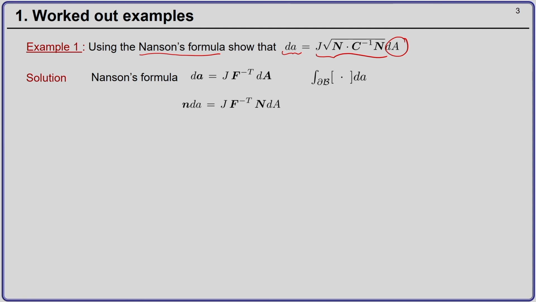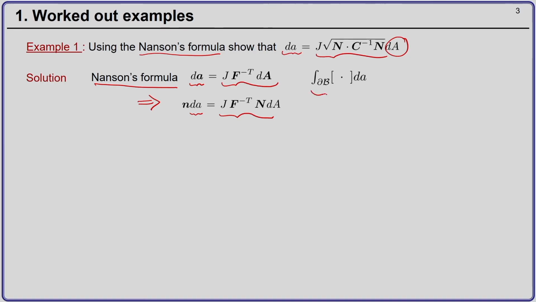From Nanson's formula, which is shown here, we know that the spatial area vector dA is J F inverse transpose into the material area vector d capital A. This can alternatively be written in terms of n, where n is the normal to the spatial area dA, equal to J F inverse transpose capital N, where capital N is the outward normal to the material area d capital A.